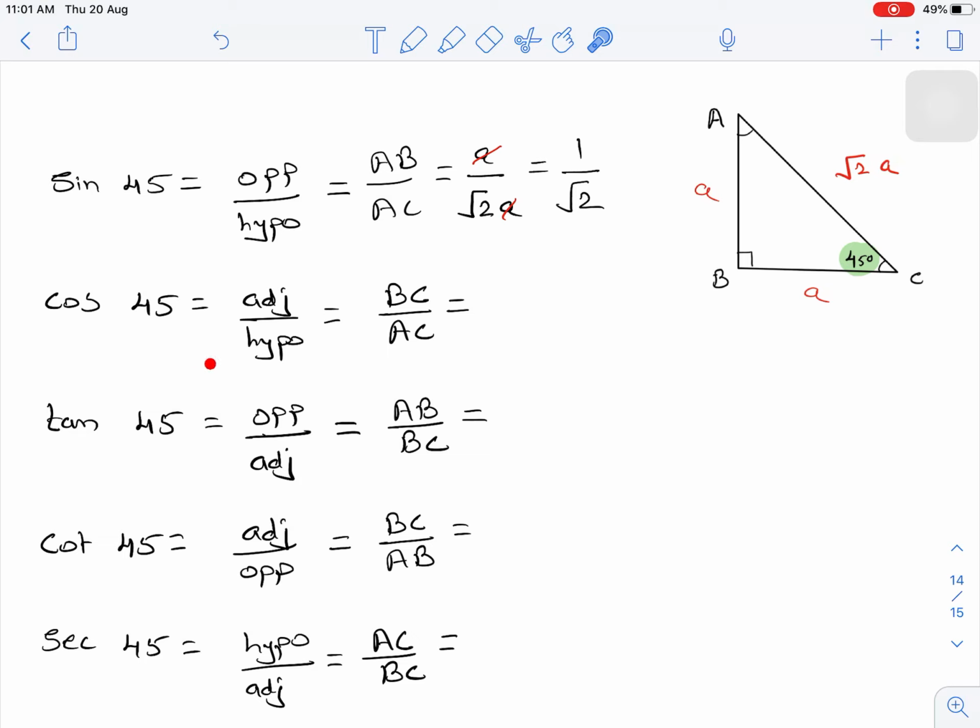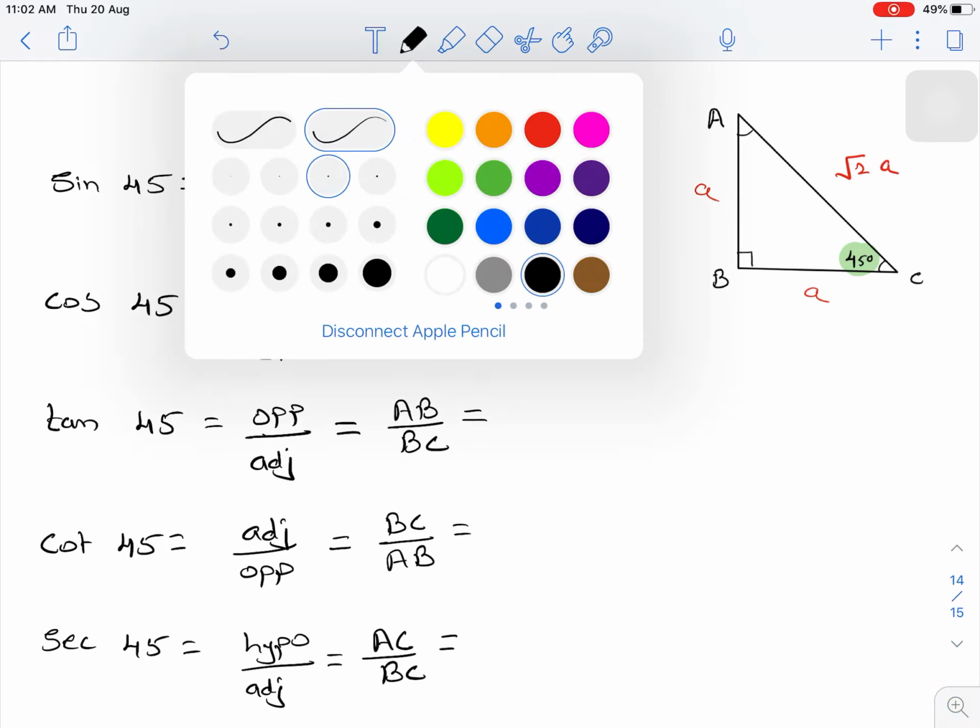Now similarly let us see what will be cos of 45. We know that cos is what? Adjacent upon hypotenuse. So for this angle 45, which side is adjacent? It is BC upon AC. So BC is a and AC is root 2 a. So we can say that cos 45, value of BC is a, value of AC is also root 2 a.